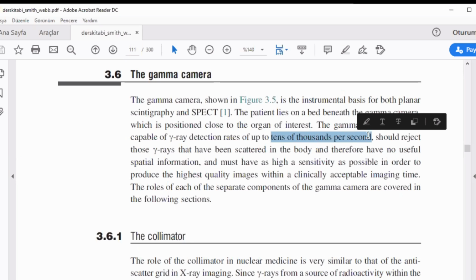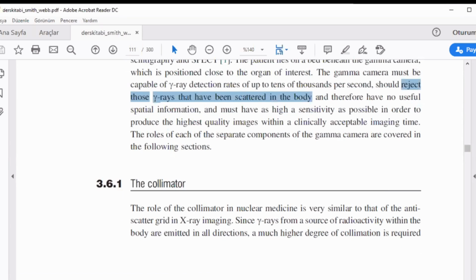And it should reject those gamma rays that have been scattered in the body. You remember, if the photon is scattered in the body, it loses its energy and direction information, so it's invaluable for imaging. Therefore, it should be rejected. Rejection means there's a kind of comparator circuit, analog or digital decision algorithm, to test whether its energy is within the limits to decide whether it is useful or not.